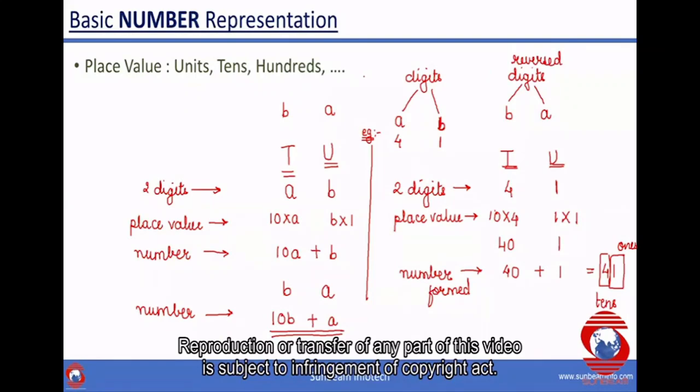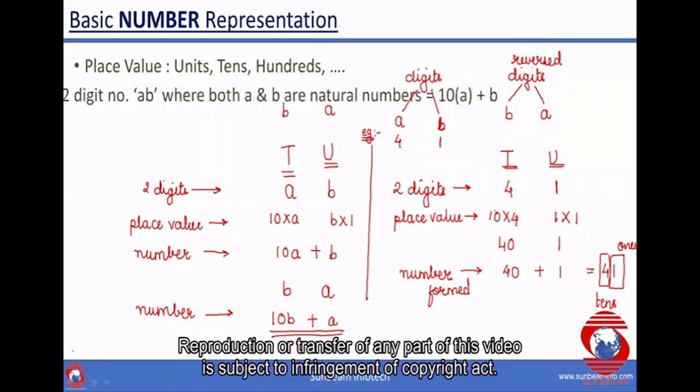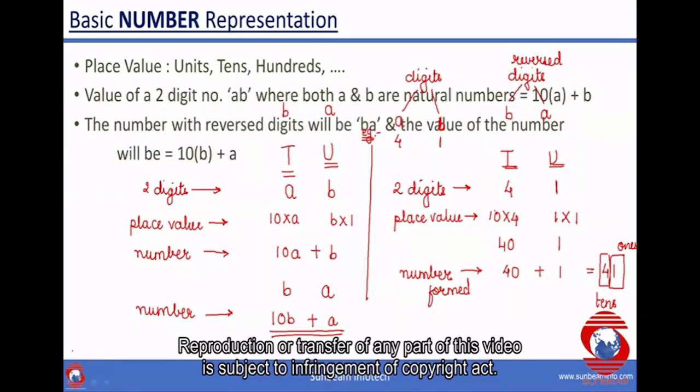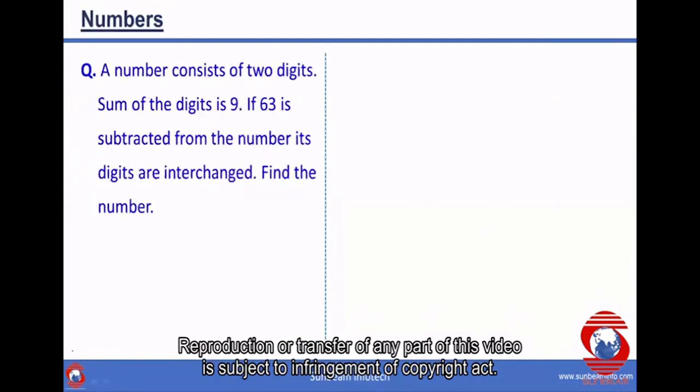Is it clear to all of you? So, same thing I have written here for you, right? Even after you reverse the digits, you will get the number as 10B plus A. So if you have understood this concept, then we can solve a small question related to this concept so that you will know this concept clearly, right? So please read the question over here.